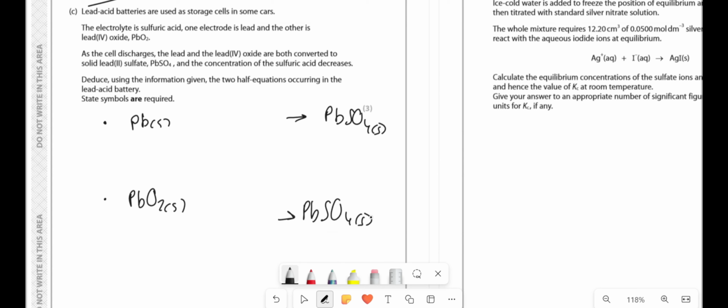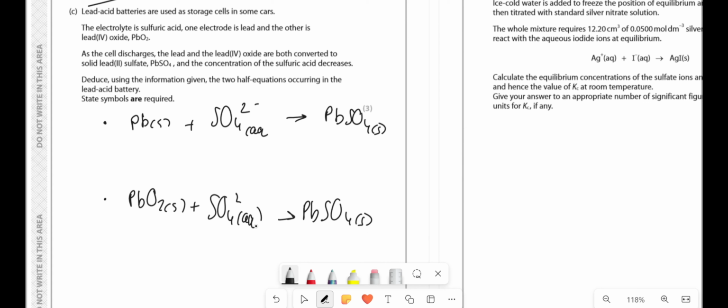So already they are telling you that you've got solid lead, and the other one is PbO2 solid. Cool. Is there anything else that we can tell straight away from the question? As the cell discharges, these both convert to PbSO4, so both of them will have PbSO4 solid in them. The other thing it must be reacted with, the sulfuric acid, has to be the SO4 part.